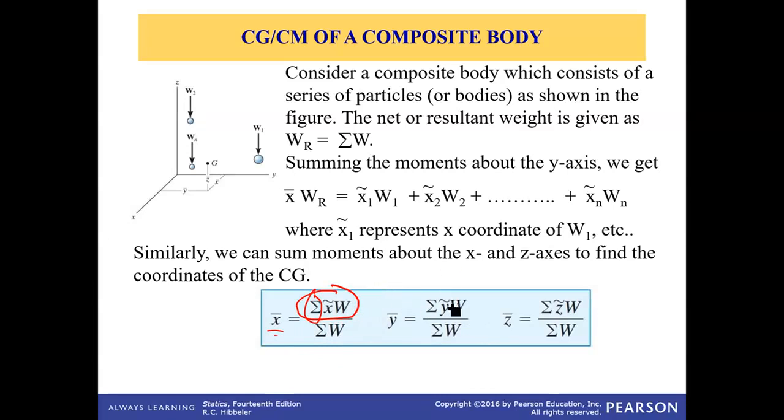And if we replace this w by A, area, then it will become the centroid rather than the center of gravity. And if we replace this by m, then it will be the center of mass. So remember that for centroid we use area as our base or reference. For center of mass we use m, and for center of gravity we use w in the formula.